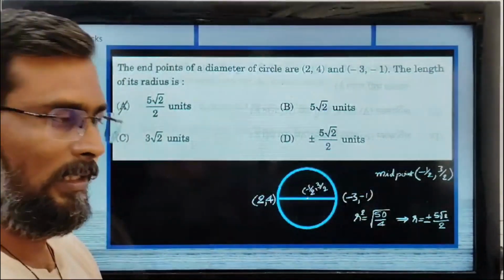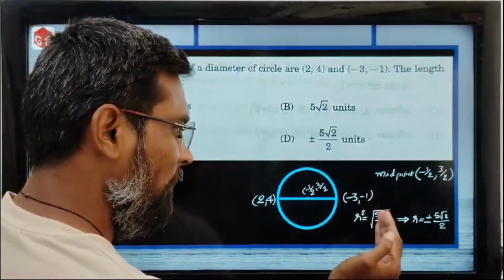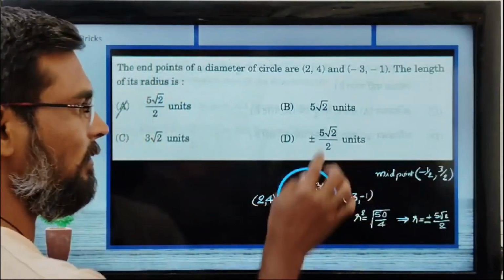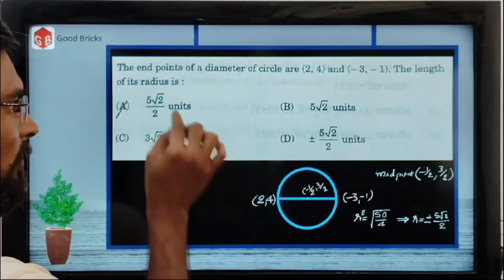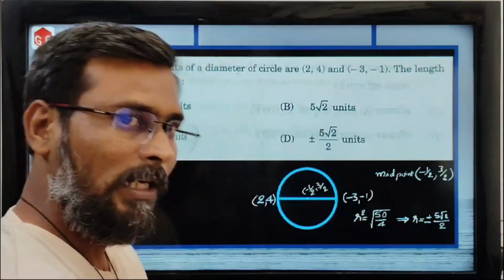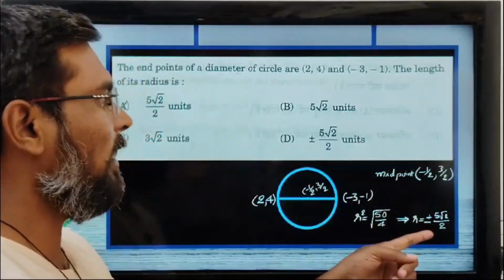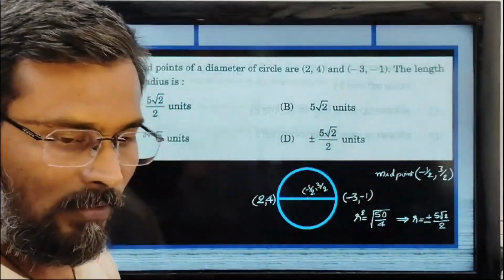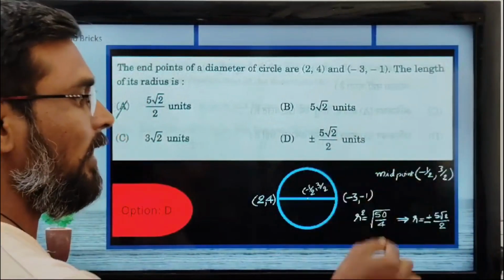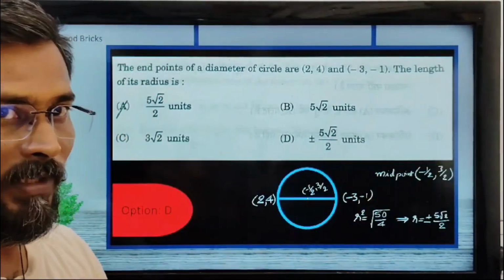Here we should be very cautious. When r square is equal to something, r should be equal to plus or minus something. So the plus or minus symbol is very much important, because most of the times you will select directly, but it may be plus, it may be minus. So we have to select option D for this question after finding the square root of this root of 50 by 4.